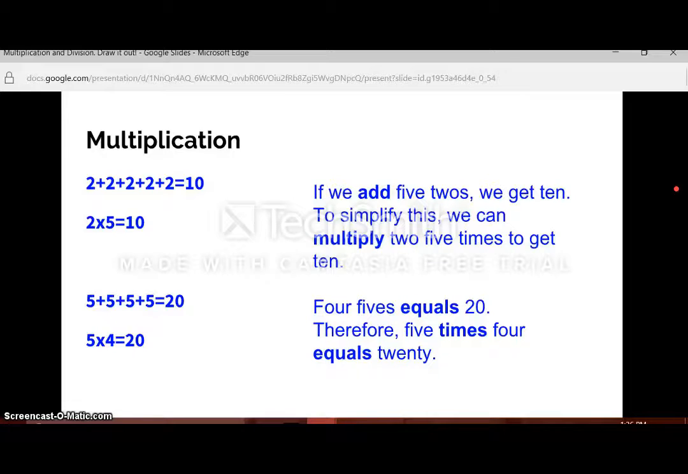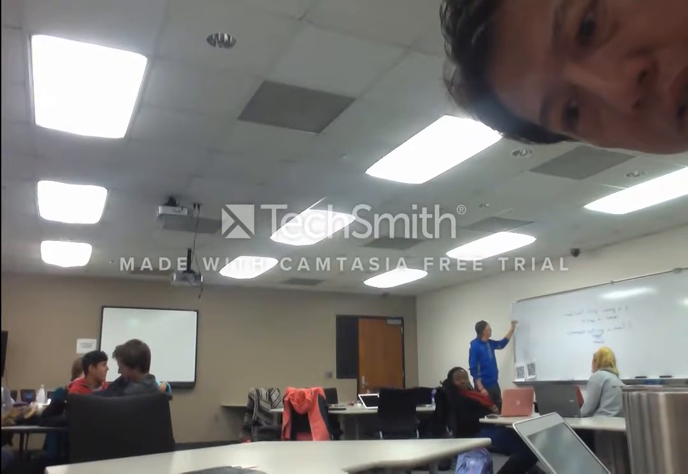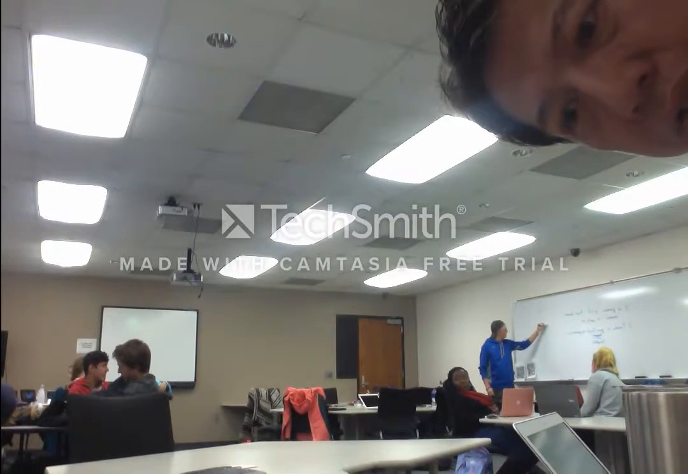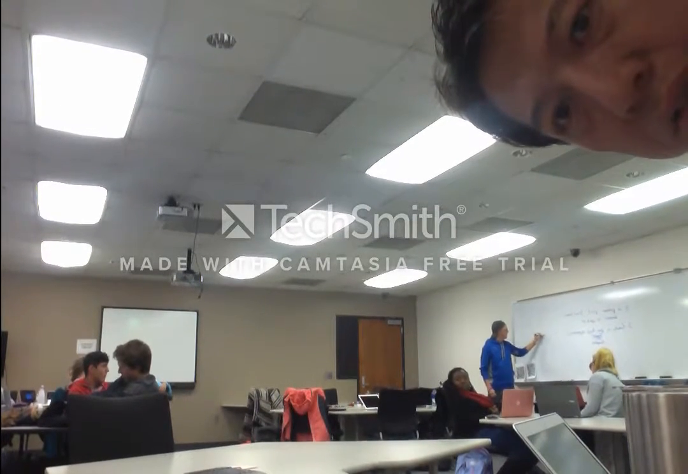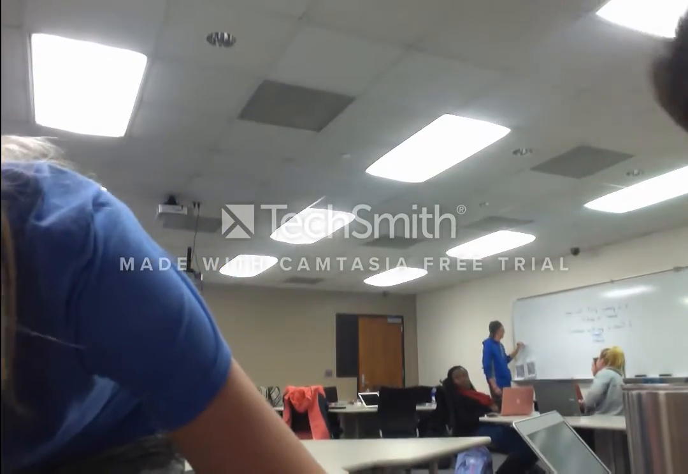Same for this one. You got 4 5's, which equals 20. But instead you can have 4 times 5 or 5 times 4. They're the same thing. Another car until we get to 4. That'd be 2 cars. 3 cars. 4 cars. Okay?